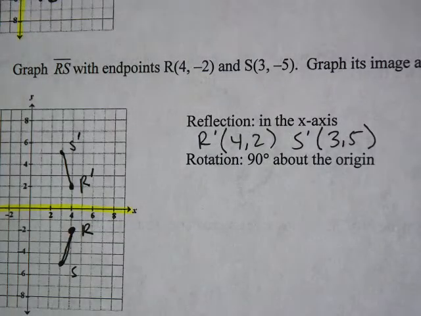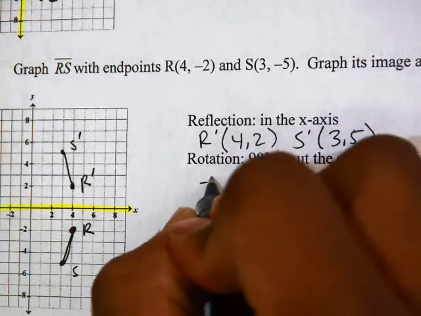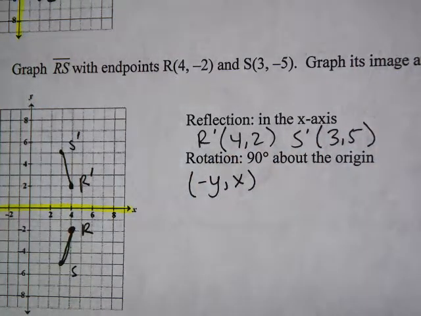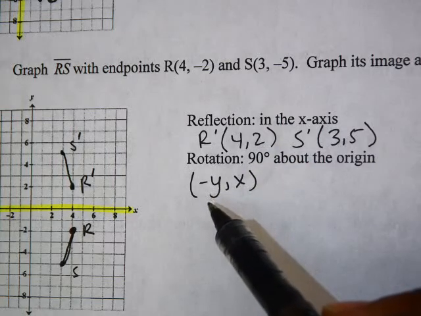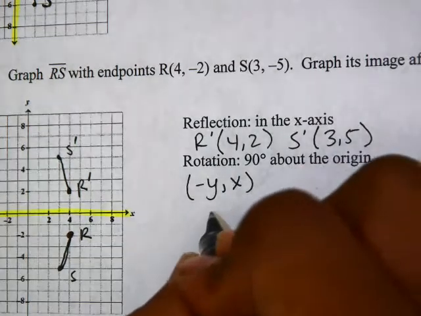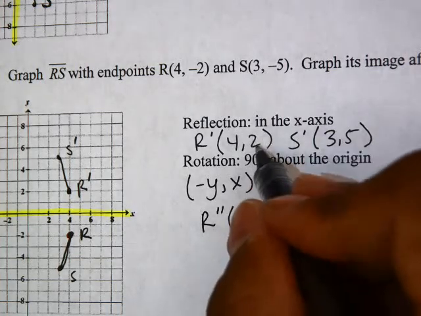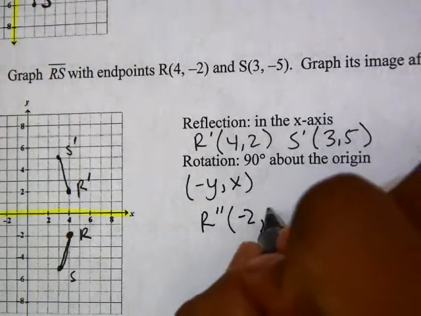Now we need to apply the rotation. We're going to rotate it around the origin at 90 degrees. So the rule for a 90-degree rotation is -y, x. In normal words, that's take your y value, change the sign and place it first, and then put your x value second. So this means R double prime, if I took the y value and changed the sign, that's -2, and I write that first. Take the x value and write that second.